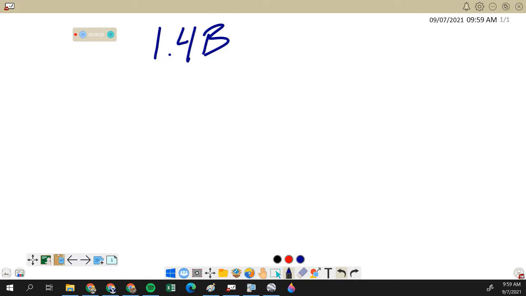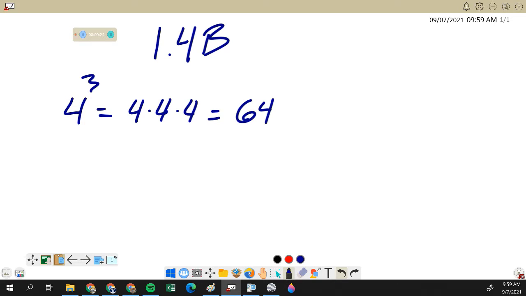So we're going to do 1.4b today, and it's just an extension of the exponents thing that we did last time. So we're going to introduce negative exponents. So if I had 4 to the third, that just means 4 times 4 times 4, which is 64. Okay, but what if I had 4 to the negative 3?